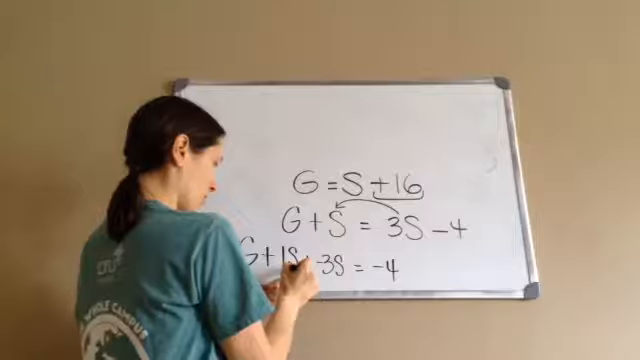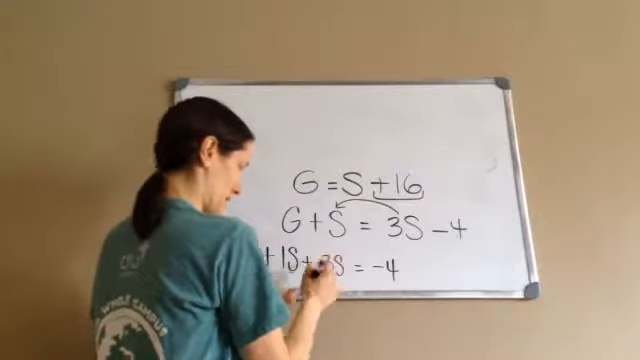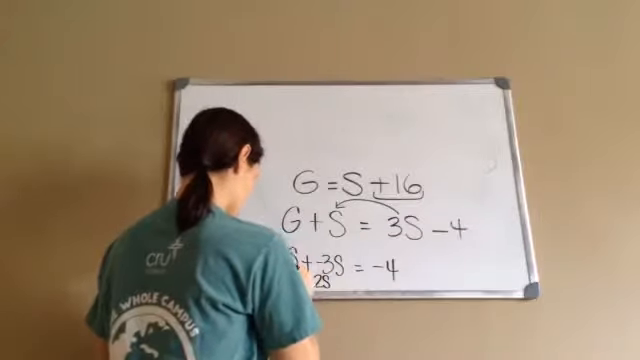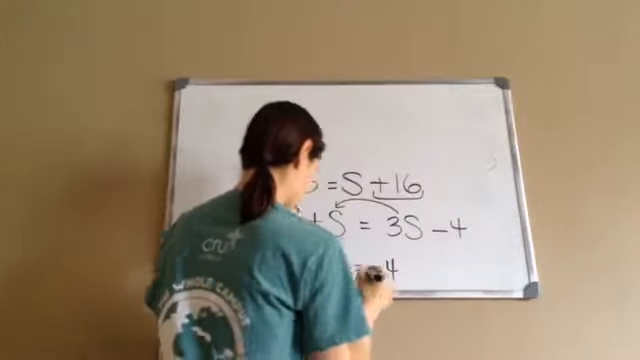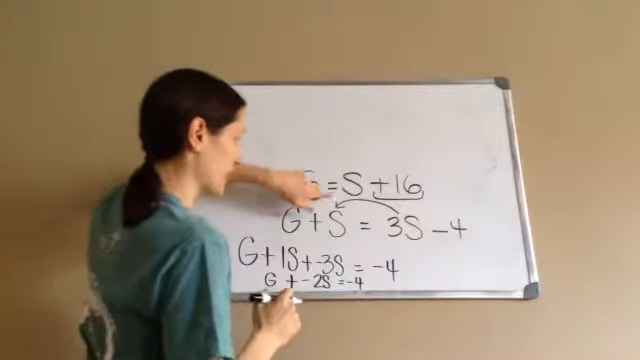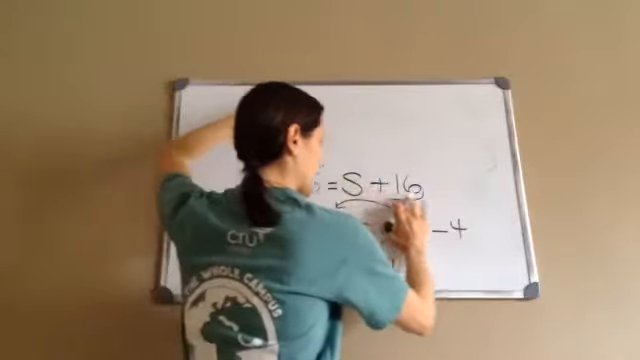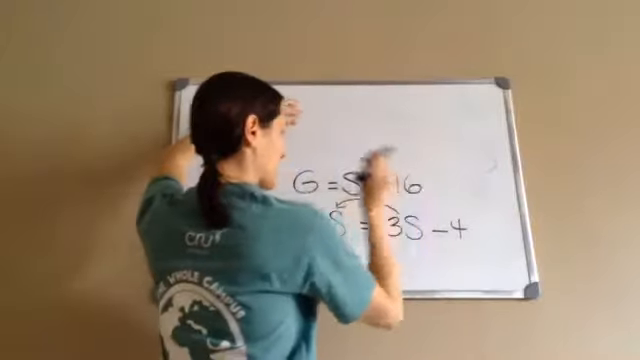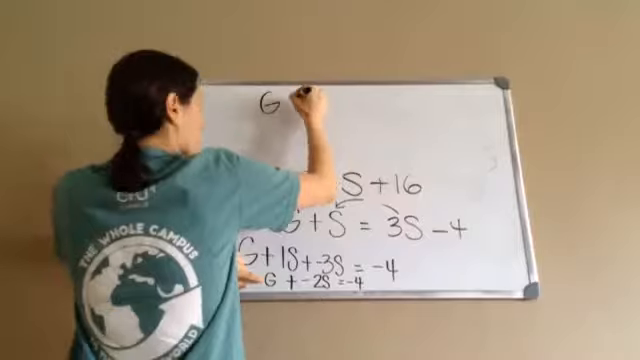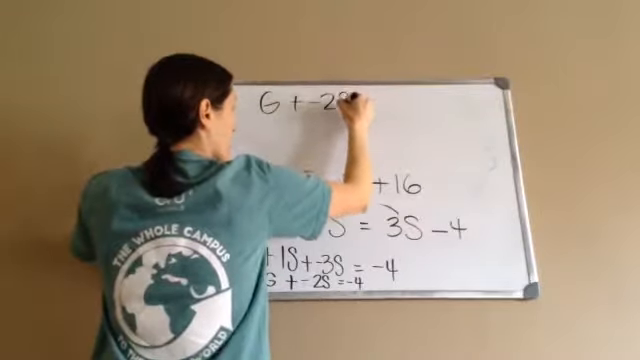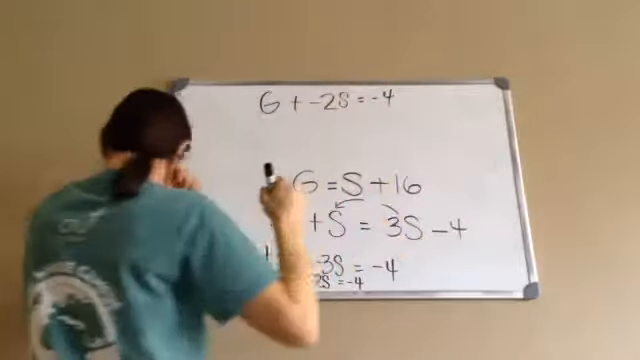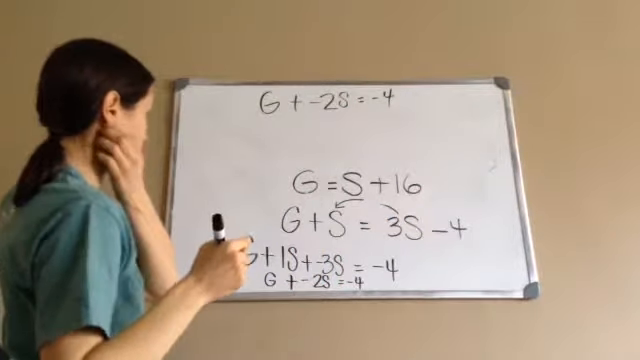So now 1S plus negative 3S becomes negative 2S, plus G equals negative 4. All right? Now, because I know what G is, S plus 16, what I'm going to do is put this G plus negative 2S equals negative 4. Now, see what I did with my S? Make sure you're showing that that's an S and not a 5.